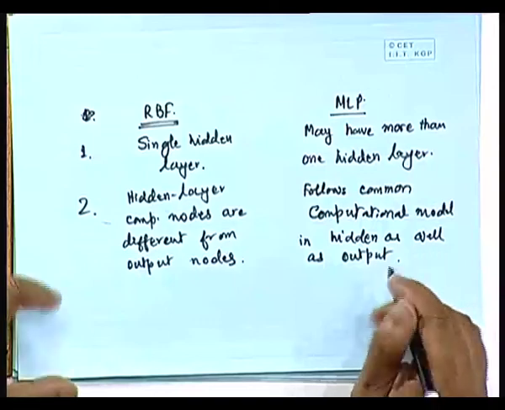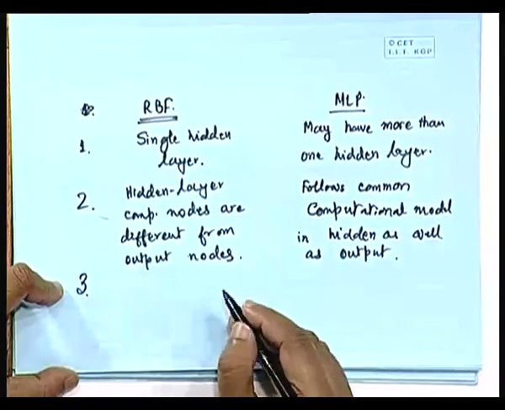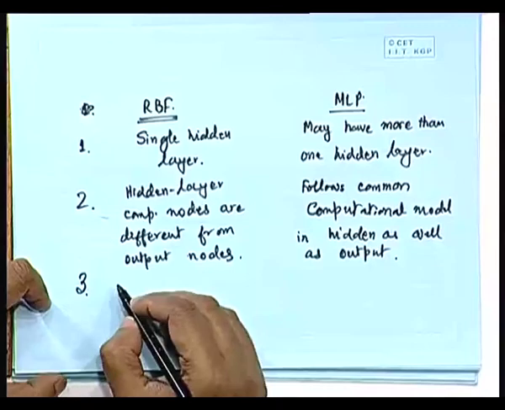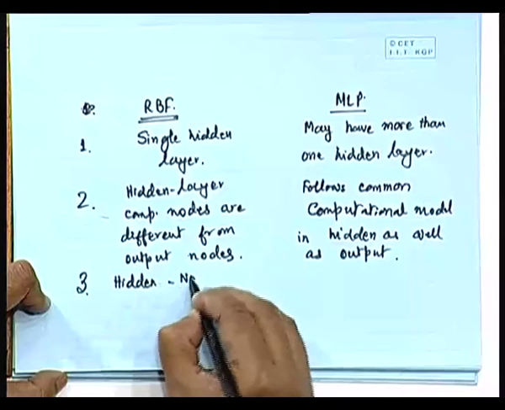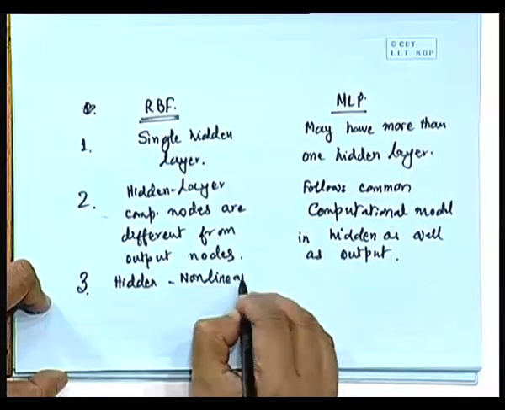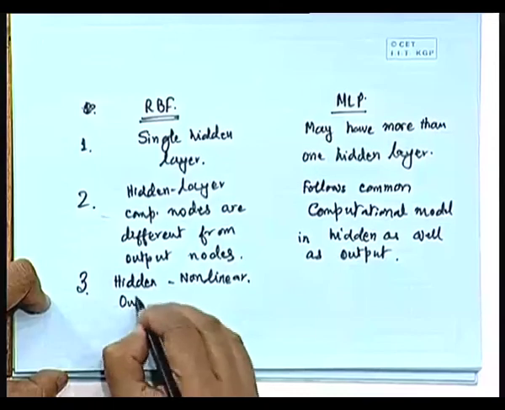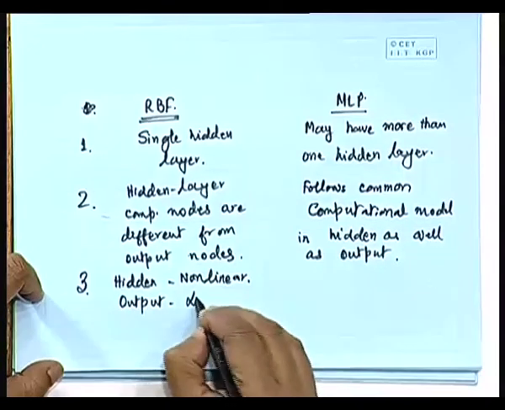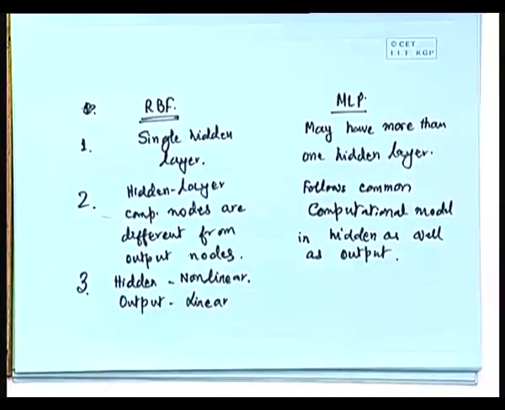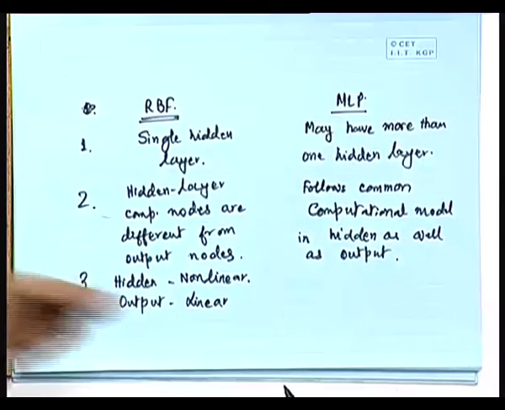Okay. The third point about the comparison is that in the case of RBF, the hidden layer is nonlinear. Okay. And the output is what? Linear. The output is linear. We had seen that, because whatever nonlinear mapping had to be done, that was done in the RBF layer itself. I mean, in the hidden layer itself, we did the nonlinear mapping. Okay. And then once the nonlinear mapping has been carried out, the rest could be linear.